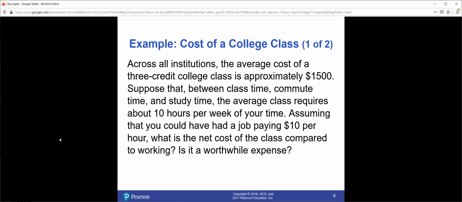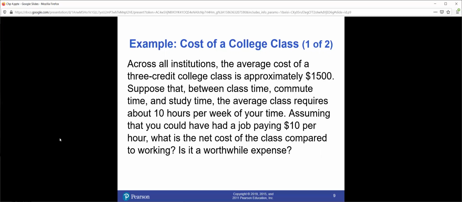Cool. Look at another one. Across all institutions, the average cost of a 3-credit college course is approximately $1,500. I can believe that. Suppose that between class time, commute time, and study time, the average class requires about 10 hours per week of your time. Again, I say it's kind of reasonable. Assuming that you could have had a job paying $10 per hour, what is the net cost of the class compared to working? Is this a worthwhile expense?